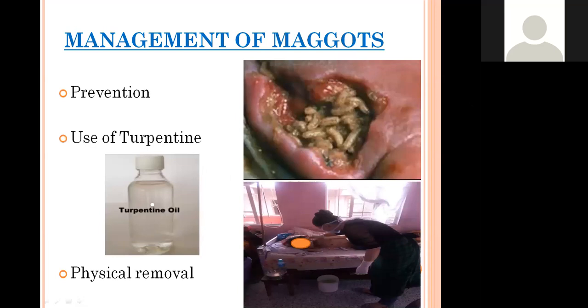So as we all know, prevention is better than cure. It is important for us to teach the patient and the caregivers about the importance of covering the wound to prevent breeding of houseflies, which may lay thousands of eggs resulting in maggots. And if there are maggots, a piece of gauze can be soaked in turpentine. And this gauze can be held close to the wound of the patient, which will bring the maggots out so that they can easily be removed. And then physical removal of maggots.